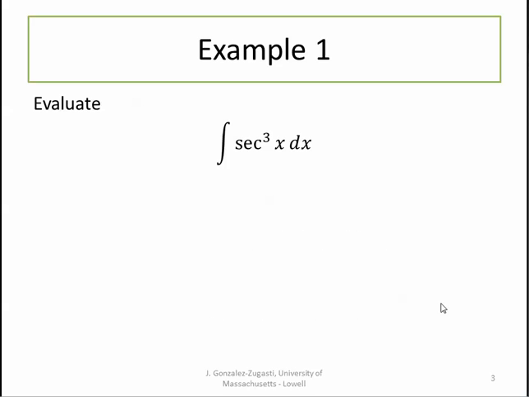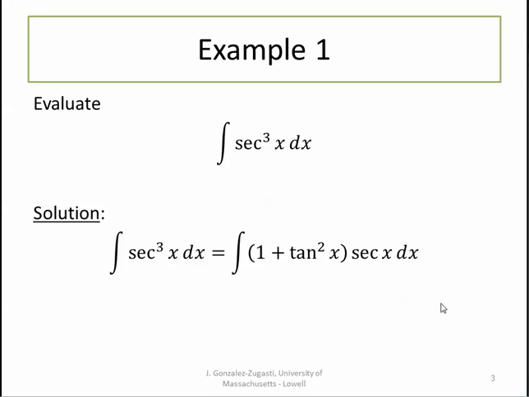Let's start with an example. Let's evaluate the integral of secant cubed of x. Alright, we're going to do something very familiar. We're going to peel off 2 powers of secant x and rewrite them using the Pythagorean identity.